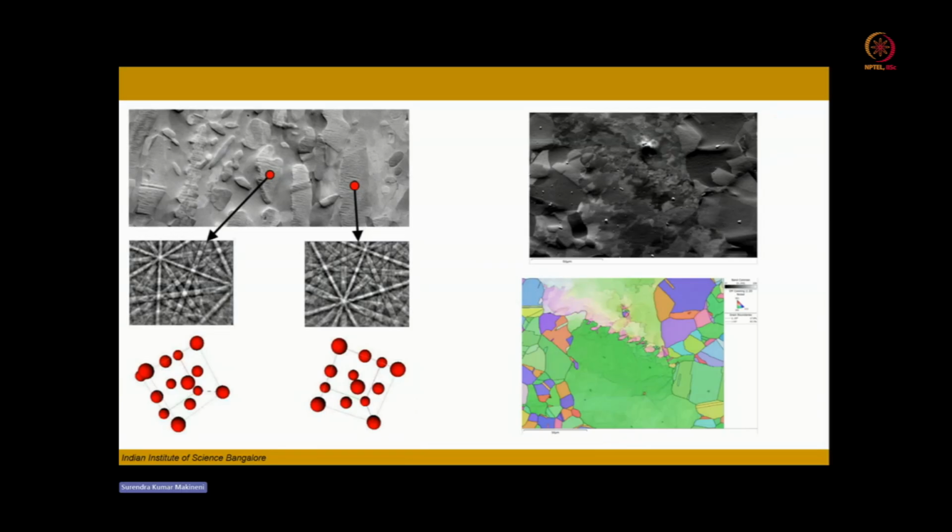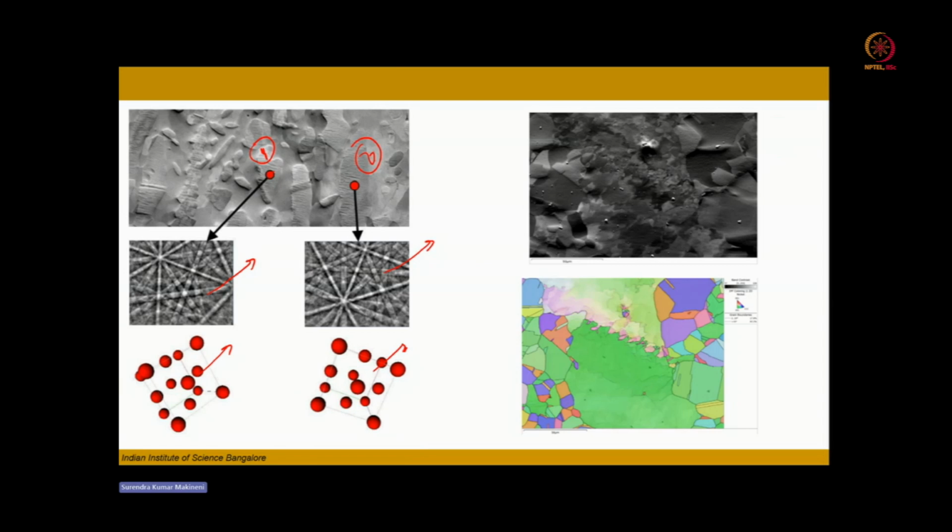Here is an example of two grains in a single phase. One grain is at one orientation and another grain is at a different orientation. If you scan your probe, or put your SEM probe at this location, you will get this particular Kikuchi pattern, but at this location you will get a different orientation. With this you can measure the orientation of these grains. This is a typical unit cell oriented as per the Kikuchi lines, and this is for the second grain.